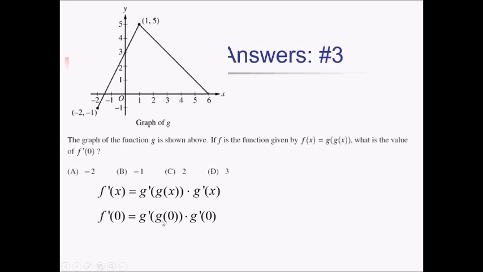Let's start by taking care of this g of 0 business here, and then I'll worry about the primes. So g of 0, I'm just looking up the y value on the graph at x equals 0. So that's going to be, it looks like 3 here. That's what g of 0 comes out to. So then I really have g prime of 3 times g prime of 0. What's g prime of 3? Well, that's going to be the slope of this graph at x equals 3. So if I look at 3, I'm right here.